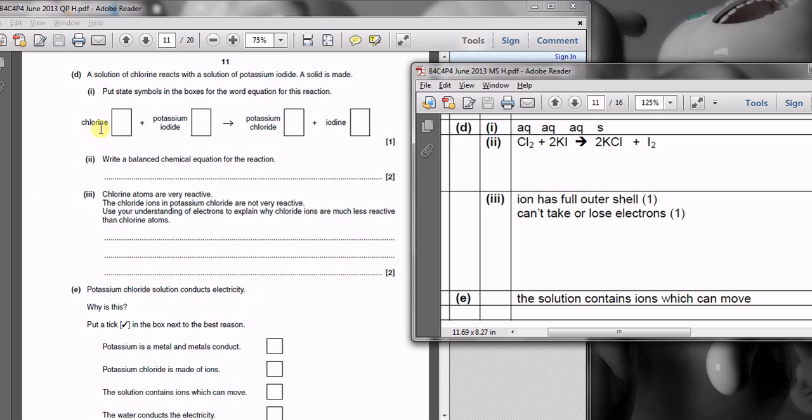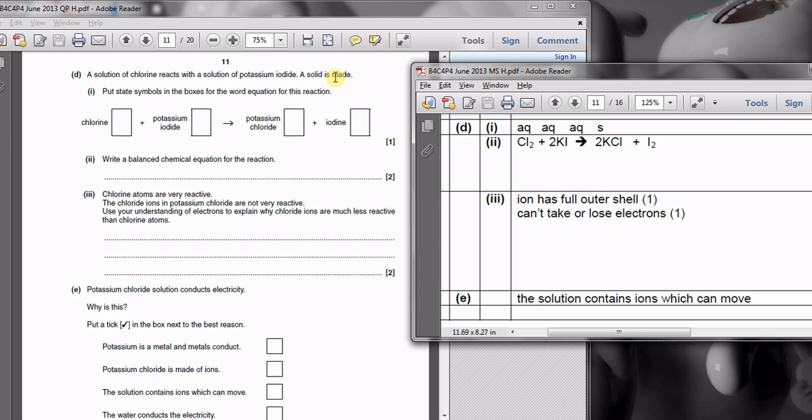Okay, so see here, it tells you in the question that it's a solution of chlorine, so you can put AQ into this box standing for solution. It also tells you that potassium iodide is also a solution, so you put AQ into this box as well. It tells you that one of the products is a solid.